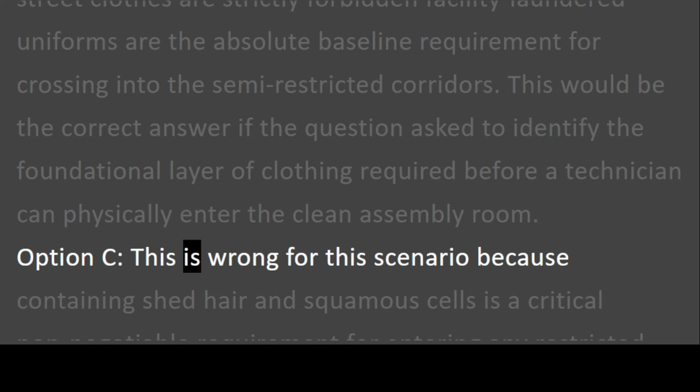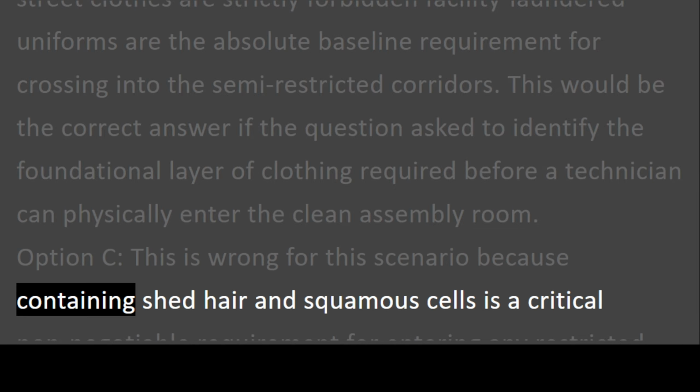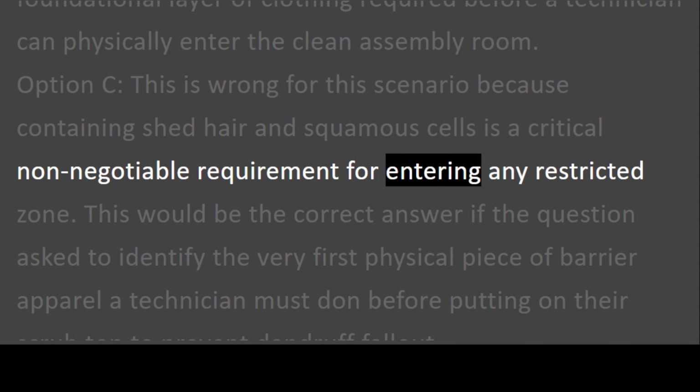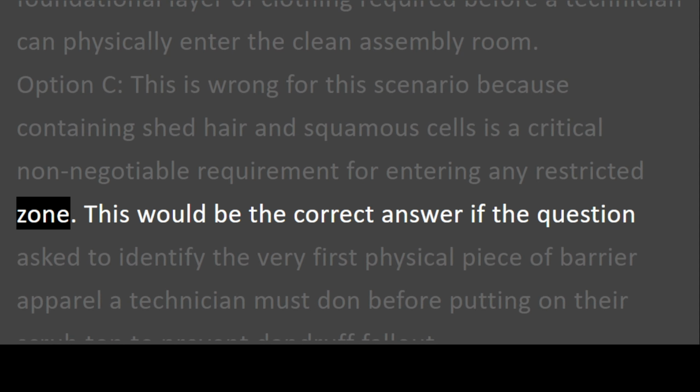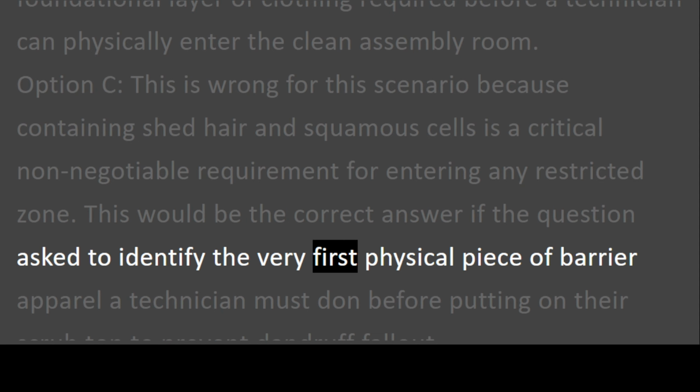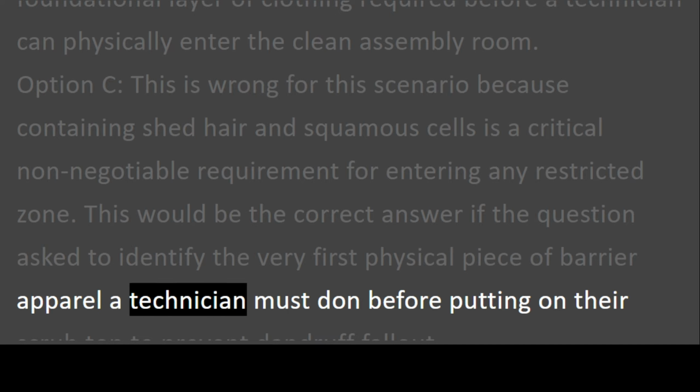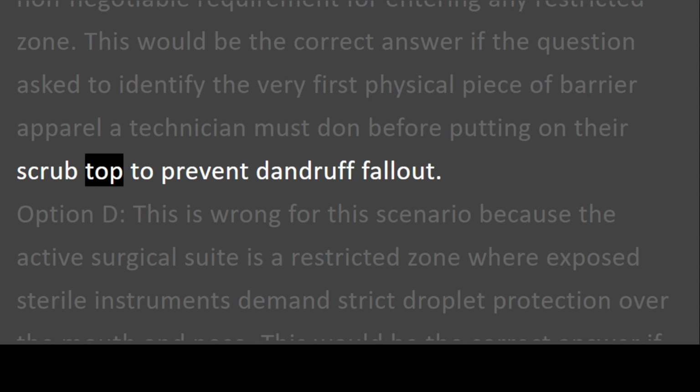Option C. This is wrong for this scenario because containing shed hair and squamous cells is a critical non-negotiable requirement for entering any restricted zone. This would be the correct answer if the question asked to identify the very first physical piece of barrier apparel a technician must don before putting on their scrub top to prevent dandruff fallout.